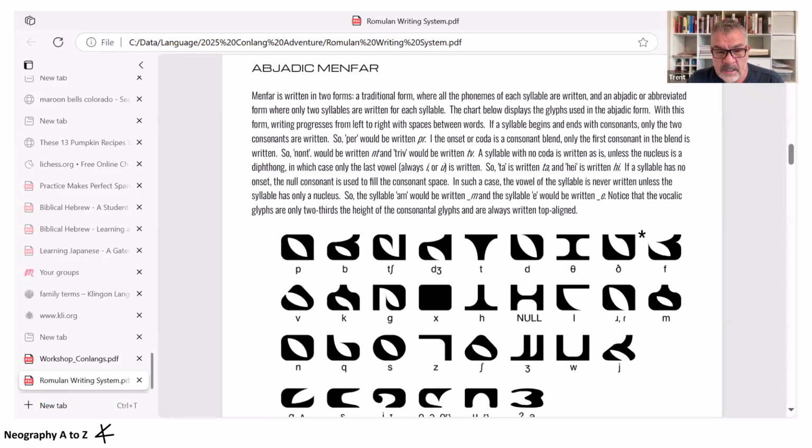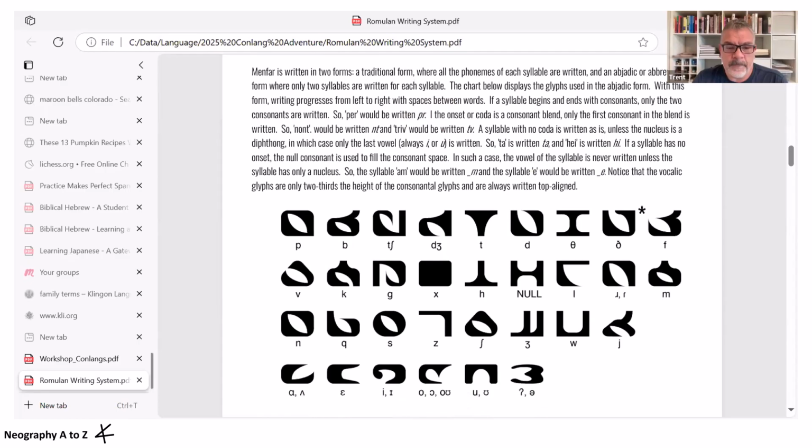If the syllable begins and ends with consonants, so the onset and the coda are both consonants, those will be the two glyphs that are chosen for writing that syllable. If the syllable does not have a consonantal coda, then an abbreviated vowel that you can see at the bottom of this chart, it may not be showing completely on your screen, I can't tell, will be used only in that case.